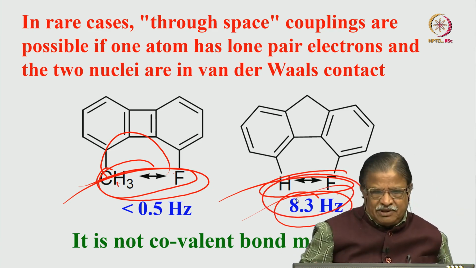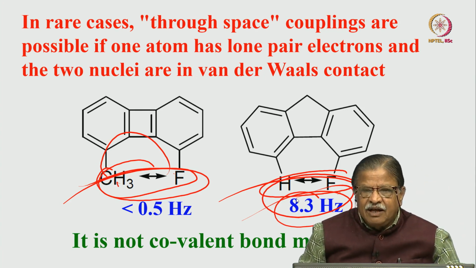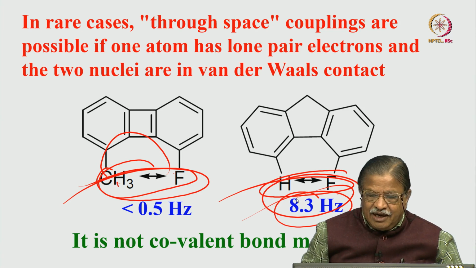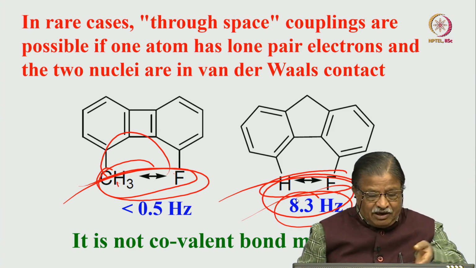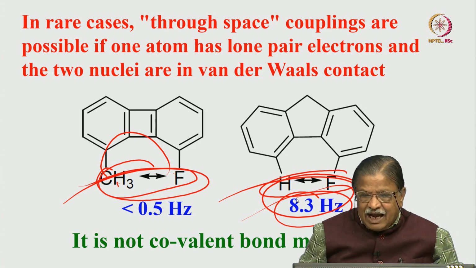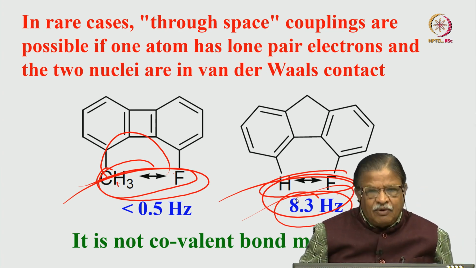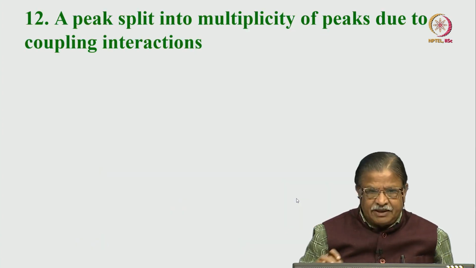These are all rare examples, not the norm. In 99.9999% of the cases, except one or two rare examples like this, the scalar coupling is an interaction where the polarization is transferred through covalent bonds. That is the important thing.